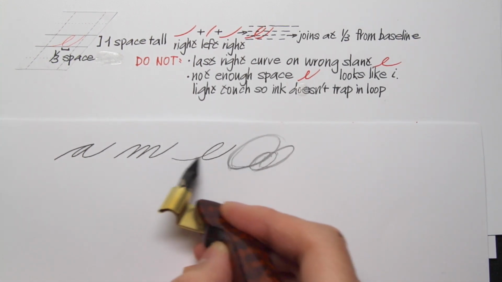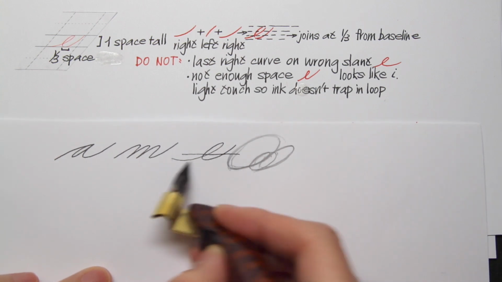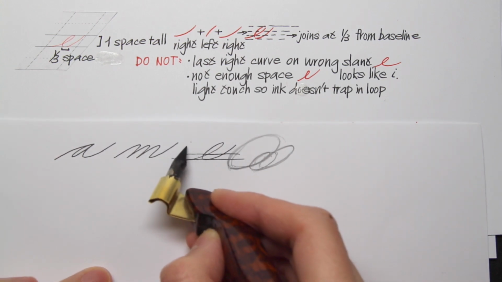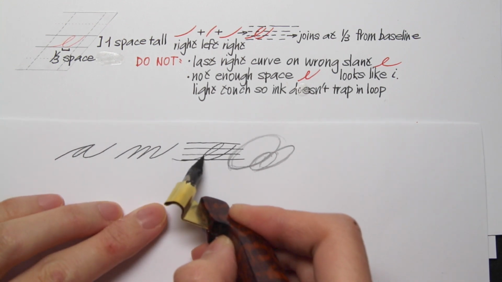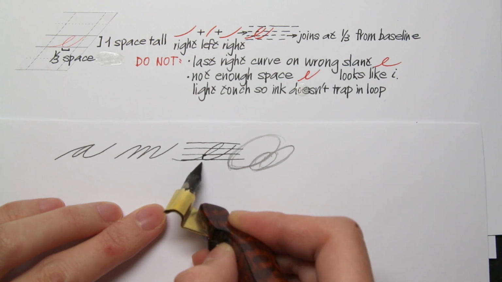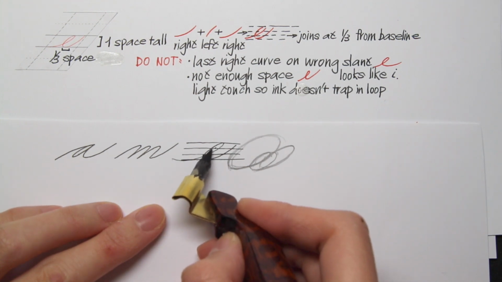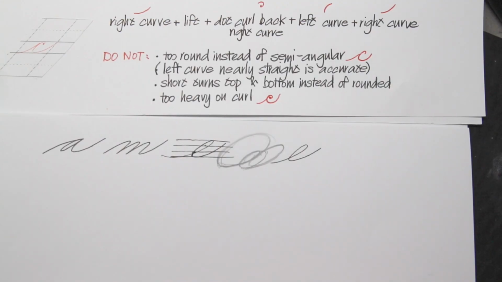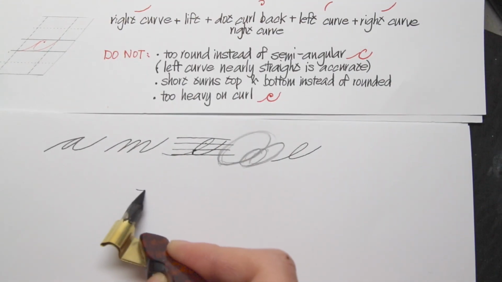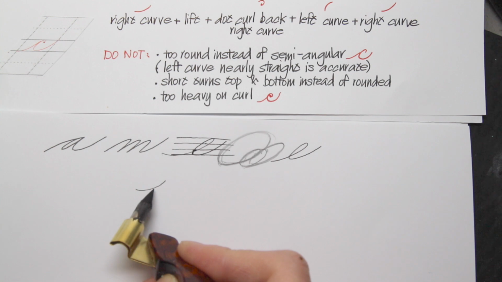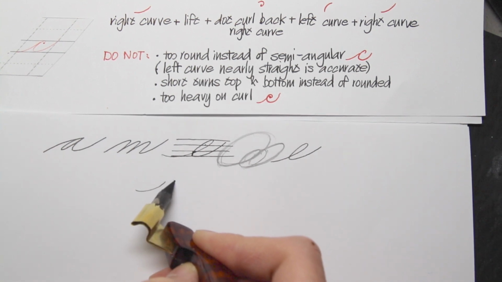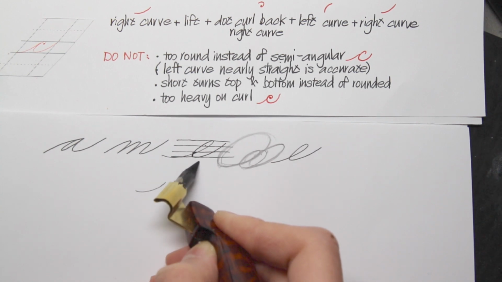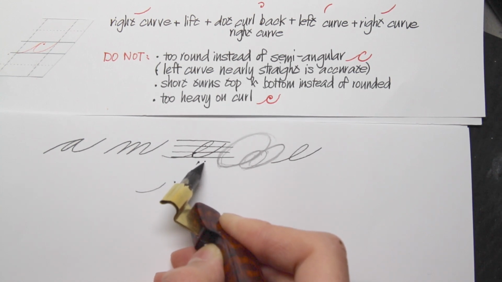So when we write this letter E, the joining, oops, a little off there, should be at 1/3 from the baseline. It cannot be too high or too low. The letter C is composed of a right curve entrance, lift the pen, dot, just like the letter I, a little teardrop shape, pressure down, lift.